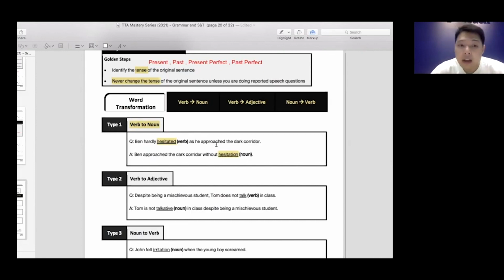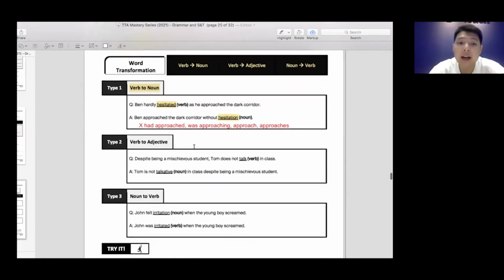That's important. Now, you notice that in this original sentence, look at the tense of the word. The tense is past tense, correct? And that's why this is also in past tense. You are not going to change this to had approach. Don't change to was approaching. Don't change to approach. Don't change to approaches. You must keep to the same tense.